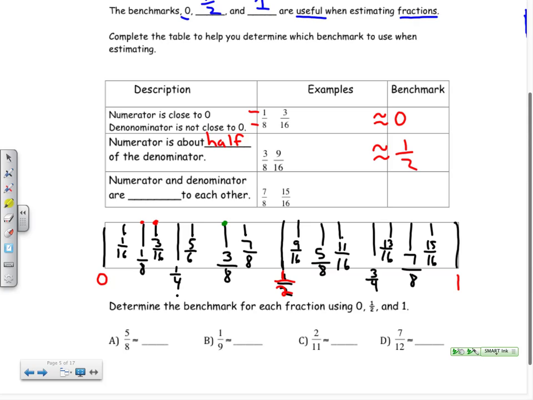If we find 9/16, there it is right there. And we can see how close it is to 1/2. And 8/16 is half of 16, so 9/16 is a little more than 1/2. And then the last benchmark that we round numbers to is 1. The numerator and the denominator are close to each other. So 7/8 on our ruler is right here, pretty close to 1 whole. And 15/16 is close to 1 whole. So these are the type of fractions that you round to 1.